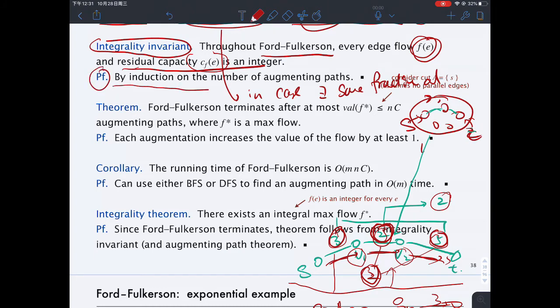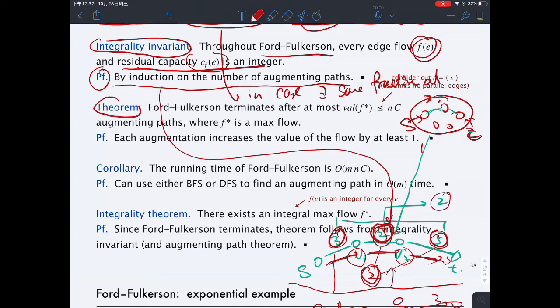And the proof here is a proof by induction, but the intuition is really just what we have been talking about: if we start with an integer network, then all the operations will be at the integer level, and that's the reason that the flow and the residual capacity will always be integers.